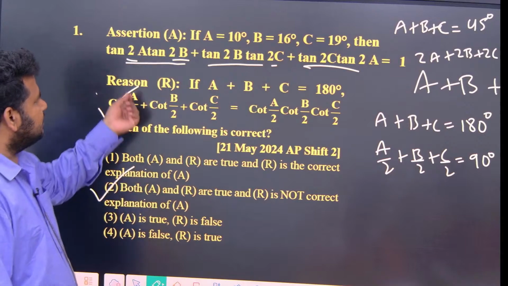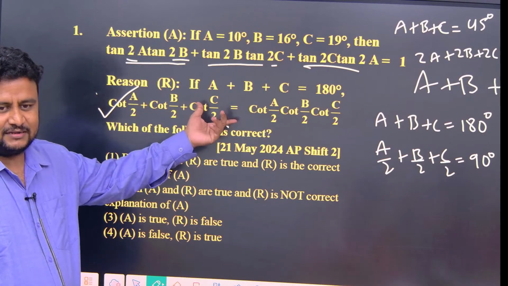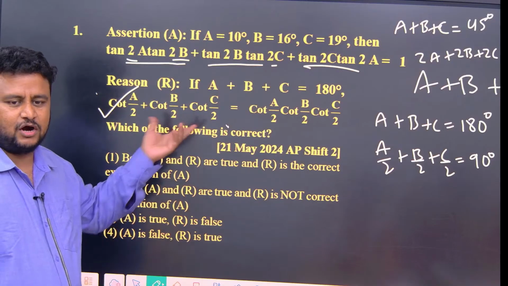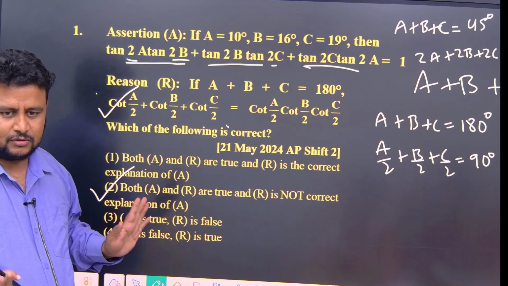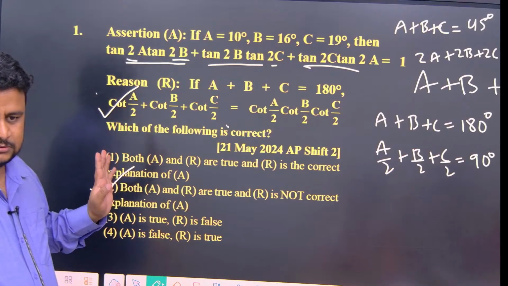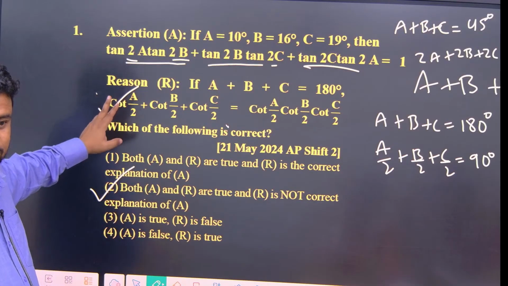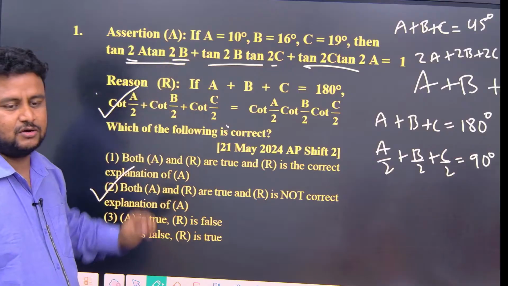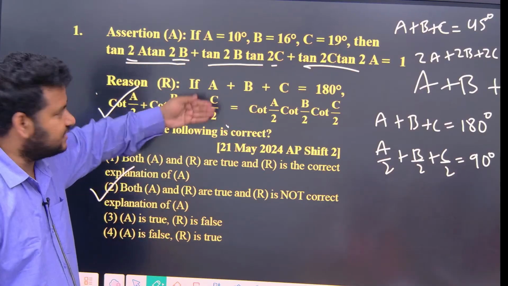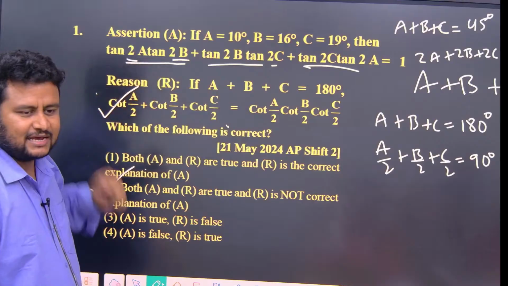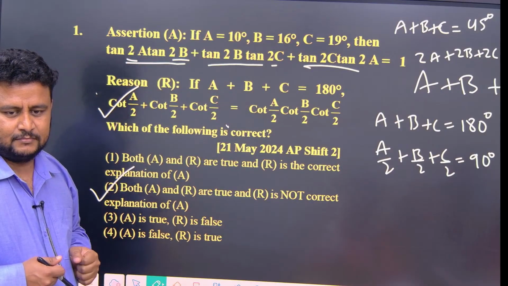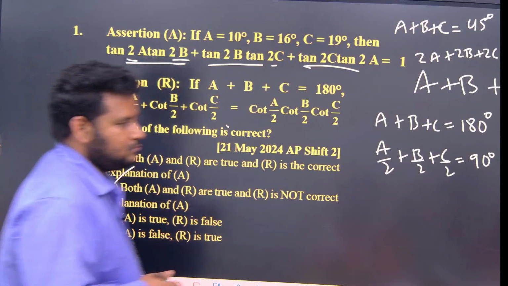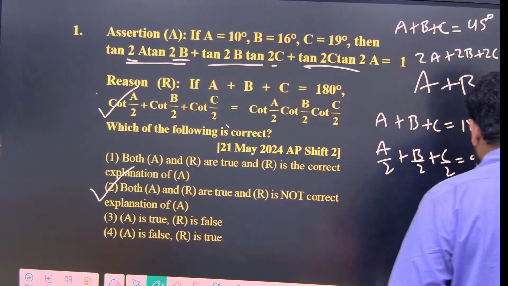If they had given the tan of A plus B plus C formula here, then we could have written that reason is the correct explanation of assertion. But they have given cot. Understood? Clear? So this is the answer. Just because both are correct, don't go with the first option. Check correctly whether this is the reason for this or not. This is about cot and this is also half angle. This is double angle. How can you compare? So this is about cot and this is about tan. Clear? Next one.